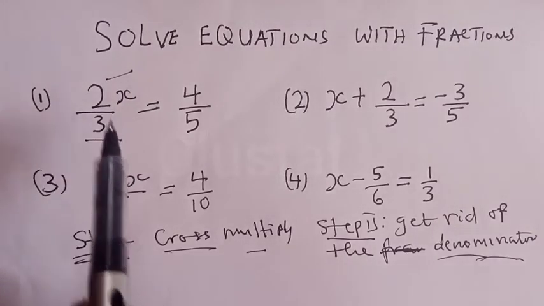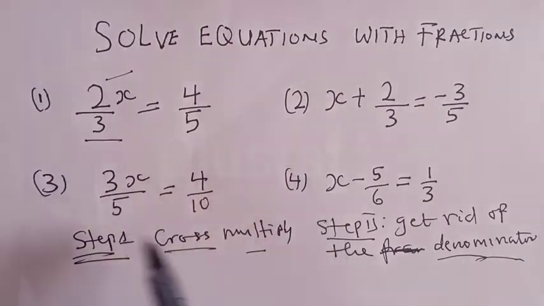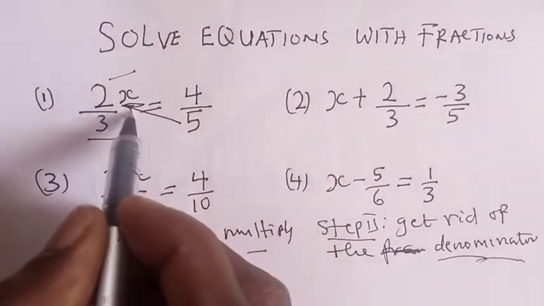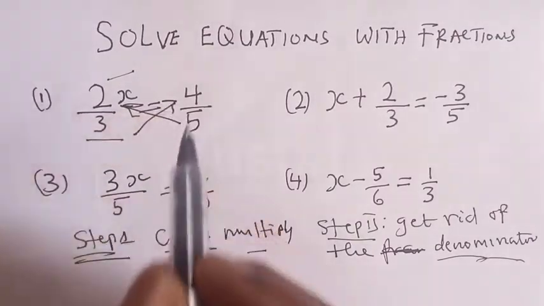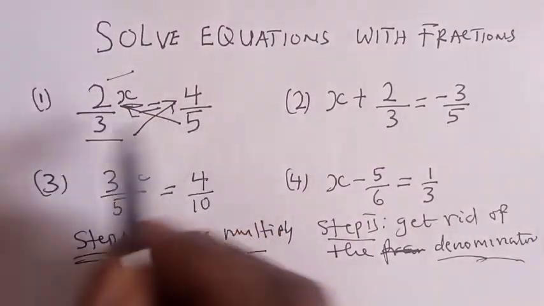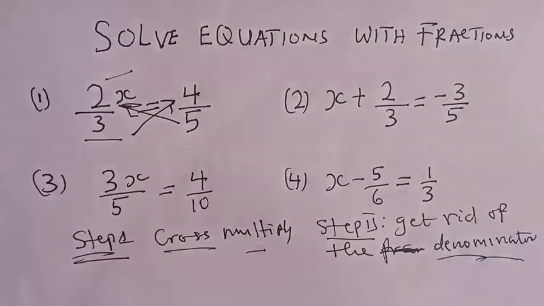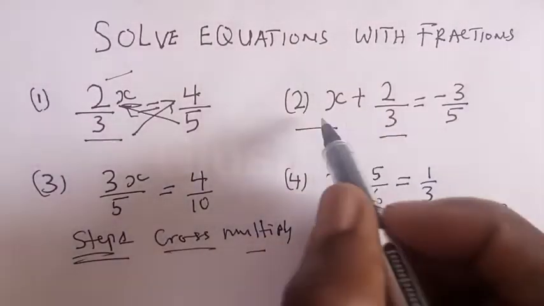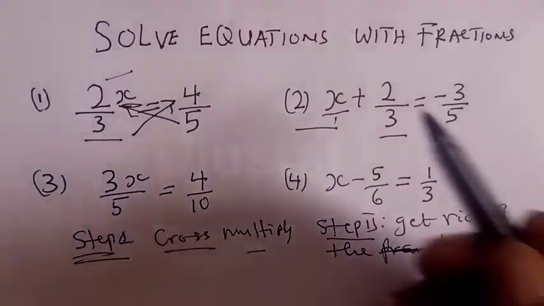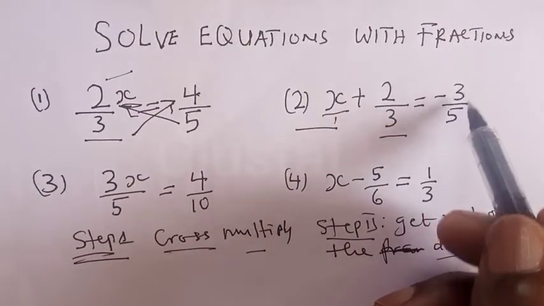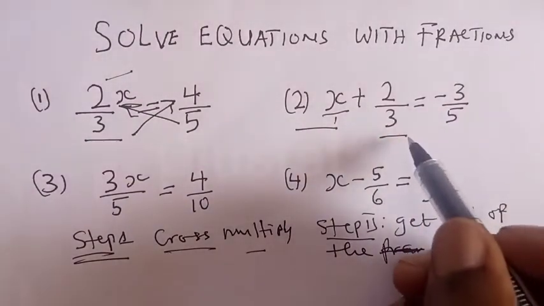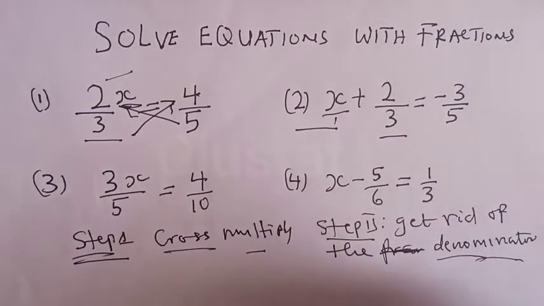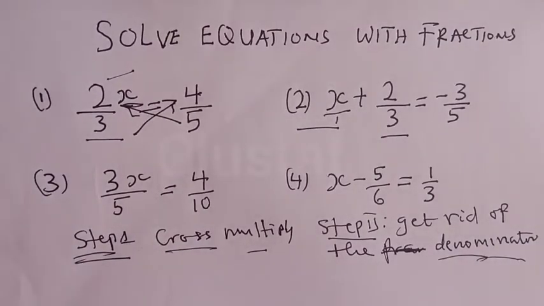If you look at question number one, we can apply the cross multiplication method. This one we multiply by this, and this one we also multiply by this. That is 2x times 5 is equal to 4 times 3, which is equal to 12. But if you look at the second one, this is x over 1. So we have x plus 2 over 3, and then minus 3 over 5. In this type of question, we are going to find the LCM, or lowest common denominator. By doing that, we should be able to get to the final answer.